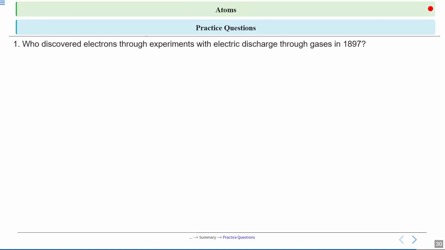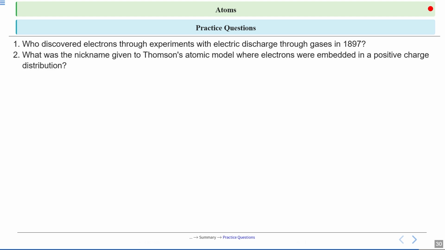Now let's see some practice questions based on today's lecture. In 1897, scientists used experiments with electric discharge through gases to uncover the existence of the electron. So who discovered the electron through these experiments? What was the nickname given to Thomson's atomic model where electrons were embedded in a positive charge distribution?